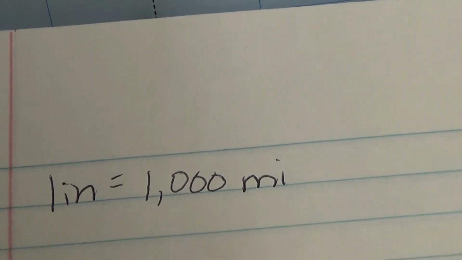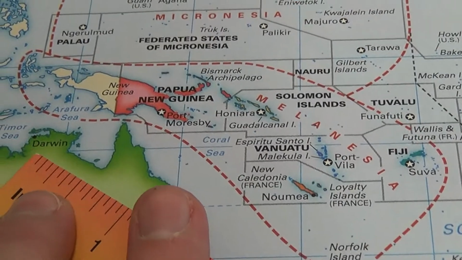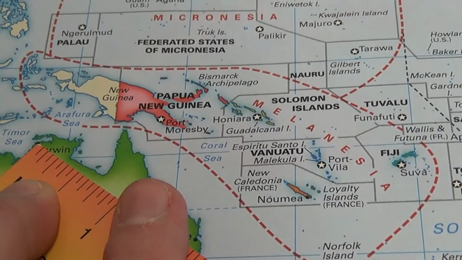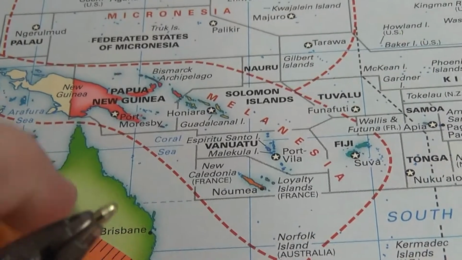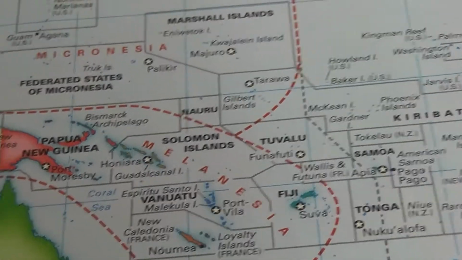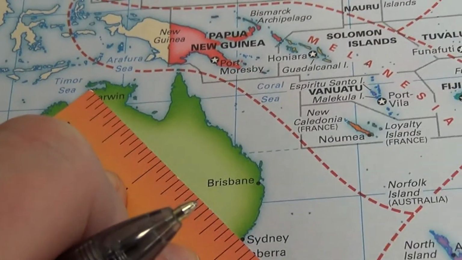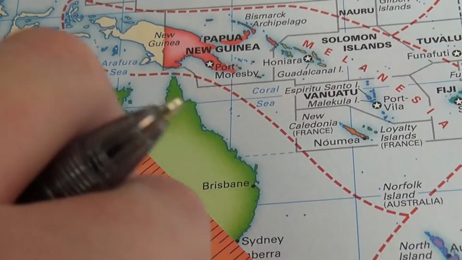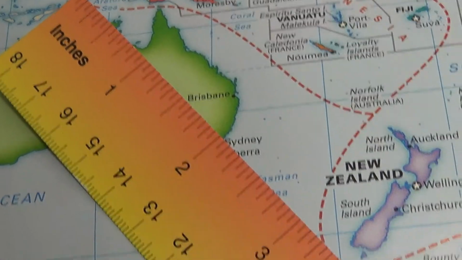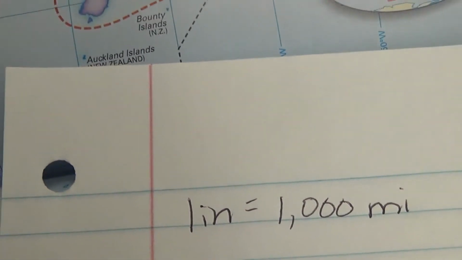Okay? Now we take our ruler, and we are on the inches side, and we're going to put that in the middle of Darwin. All right, in the middle of its dot. And we're going to go to the middle of the dot for Sydney. And that's about 2 inches. So, about 2 inches in between. Okay, I have that written down.